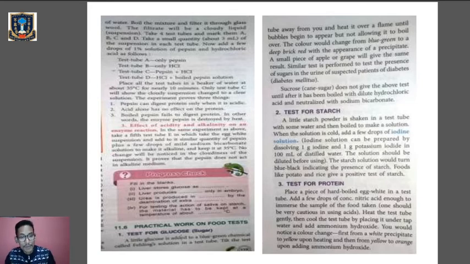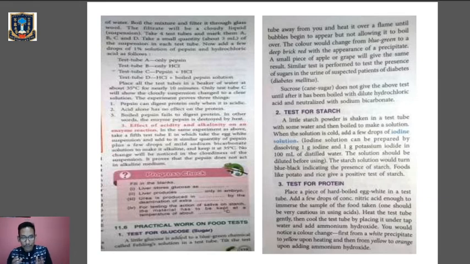Clear? And we'll place all the test tubes in a beaker of water, and we will keep them at 35 degrees Celsius for nearly 10 minutes. So we'll keep the water at 35 degrees Celsius, and for nearly 10 minutes we'll keep all the test tubes there, so that we maintain the temperature for the enzyme to act.